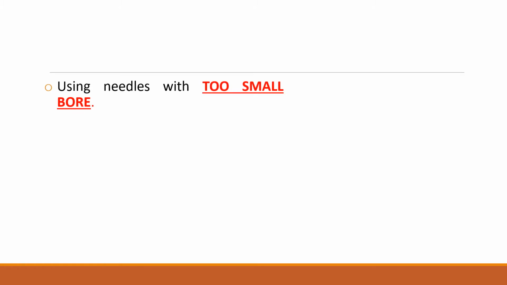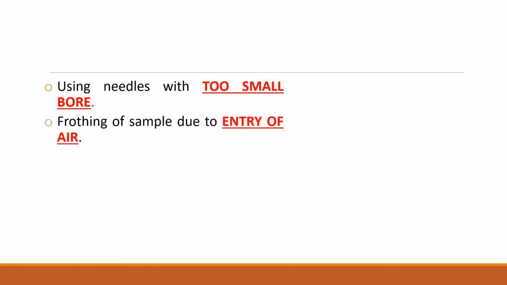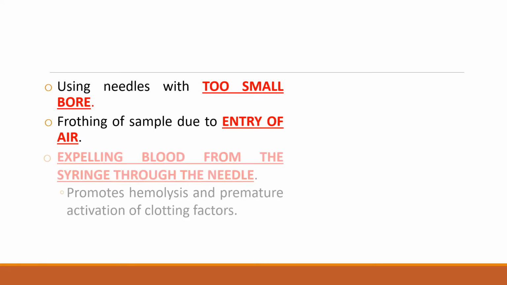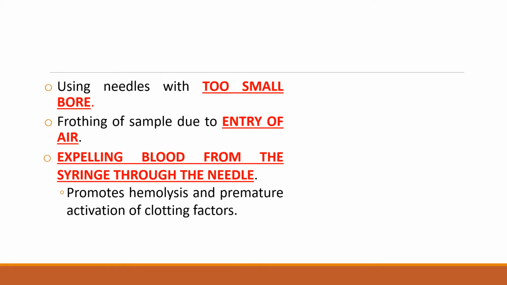Another error would be using needles with too small a bore. You also have to check the gauge of the needle to be used for blood collection, because if you're going to use a needle that has a very thin passageway for the sample, it would promote clotting or hemolysis. Next, frothing of sample due to entry of air. Frothing is basically the presence of bubbles in your sample, and you have expelling blood from the syringe through the needle. Other medical technologists would opt for this procedure of transferring the sample from the syringe to the tube.